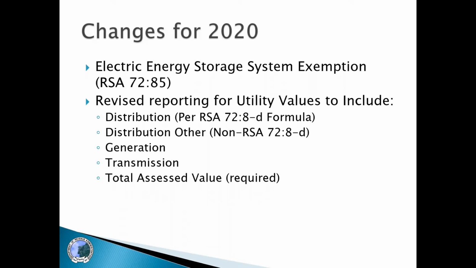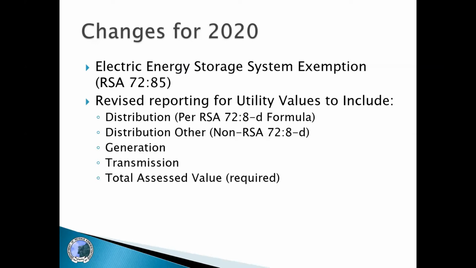So the reporting is changing from the utility and the assessed value to the utility and the value for distribution provided by that formula, the value for other distributions, so in other words, distribution assets that are not subject to that valuation formula, generation value, transmission value, and then the total assessed value.